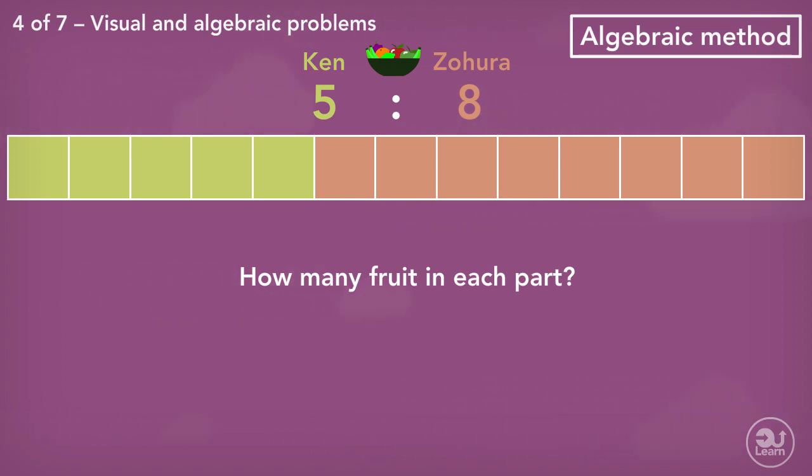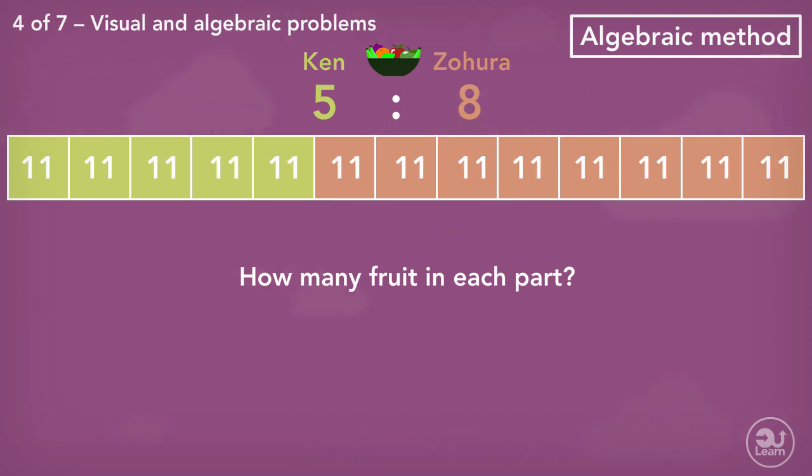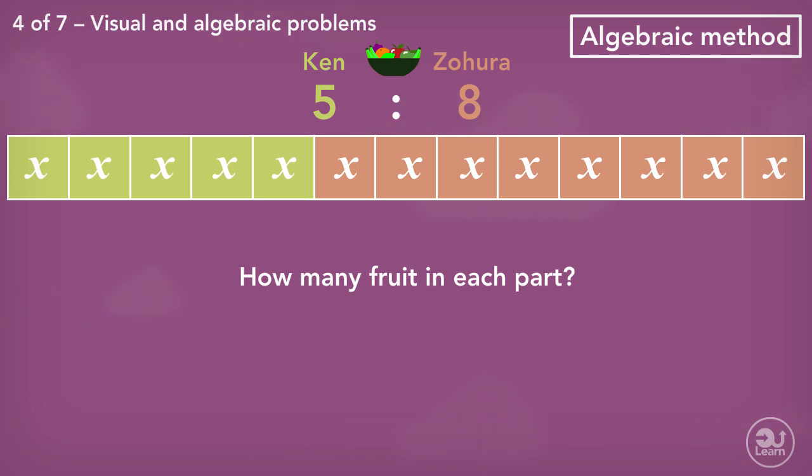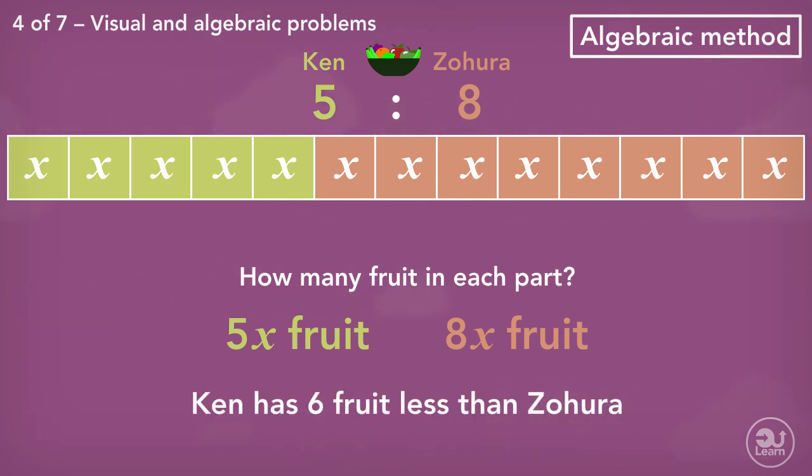Using algebraic expressions instead, as established, we do not know how many fruit there are, but we do know the equivalent ratio. So each part can have 3 fruit, 5 fruit, or even more. Since we do not know from the start, we'll use x to represent how much fruit is in each part. These are our first expressions, where Ken has 5 lots of x fruit and Zahura has 8 lots of x fruit. The question says, Ken has 6 fruit less than Zahura.